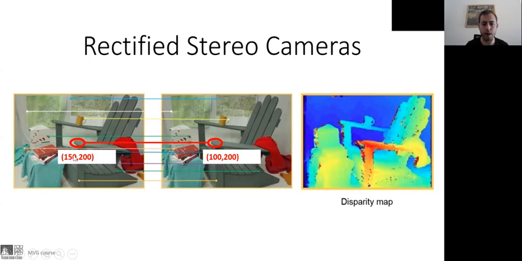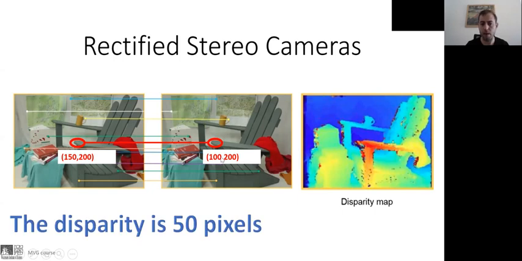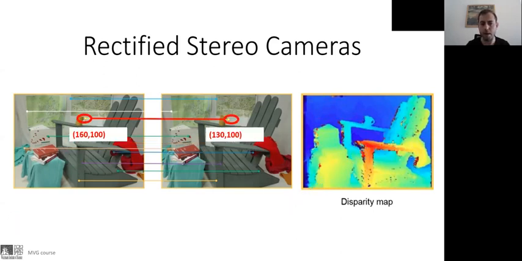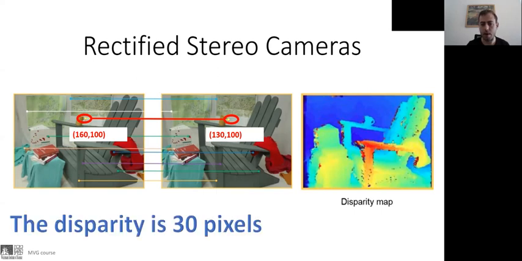So for example, here we have a correspondence for left pixel 150, 200, and in the right image we have 100, 200. So the disparity is 50 pixels, and we mark it as red in the disparity map to denote 50 pixel disparity. And if the disparity is only 30 pixels for a point that is more distant, then we mark it in blue, which means lower. Okay, so that's just a way to display the disparity map.